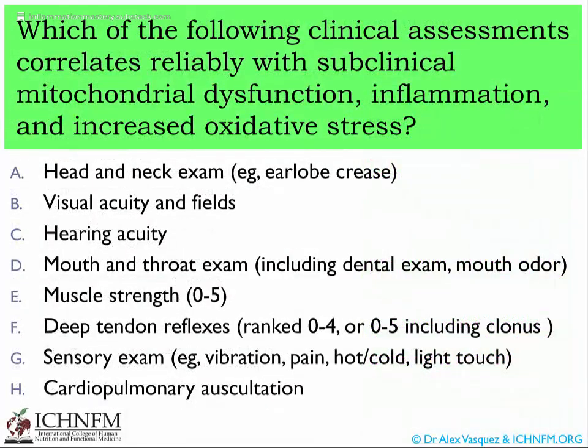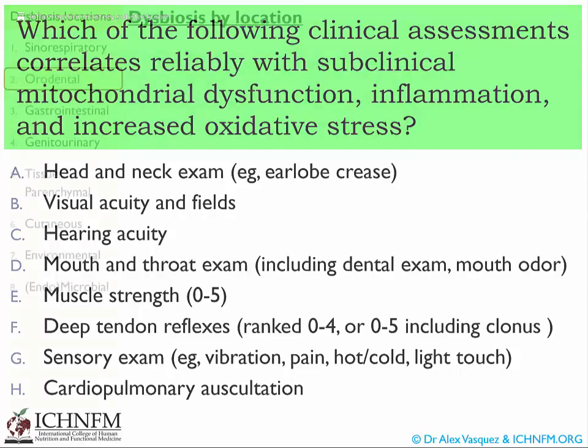Which of the following clinical assessments correlates reliably with subclinical mitochondrial dysfunction, inflammation, and increased oxidative stress? Head and neck exam, for example, including earlobe crease, for those of you who look at some of the more subtle details. Visual acuity and visual fields, hearing acuity, mouth and throat exam, including dental exam, mouth odor. Muscle strength rated 0 to 5. Deep tendon reflexes ranked either 0 to 4 or 0 to 5 if you include clonus. Sensory exam: vibration, pain, hot, cold, light touch. And cardiopulmonary auscultation. Which of those would reliably correlate with subclinical mitochondrial dysfunction, inflammation, and increased oxidative stress?